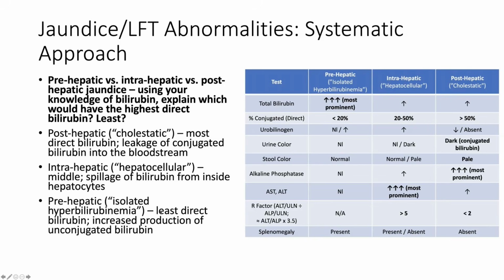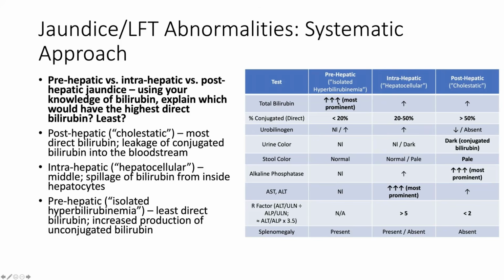The prehepatic has the least direct bilirubin. You are increasing the production of unconjugated bilirubin in most of these cases. The other cases of isolated hyperbilirubinemia would be like what we saw before with Gilbert, where the problem is that you just can't conjugate it.